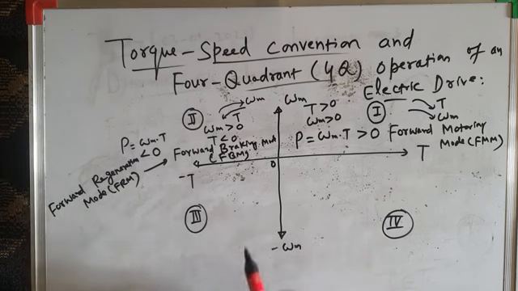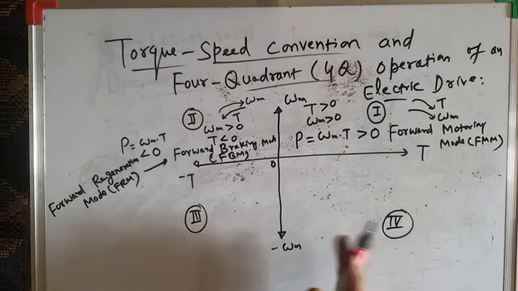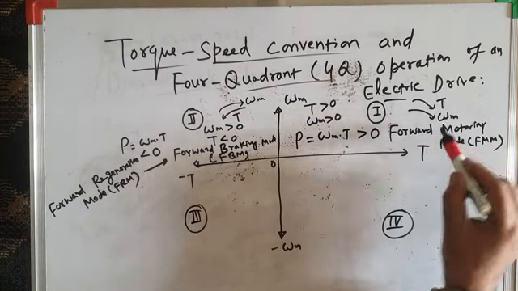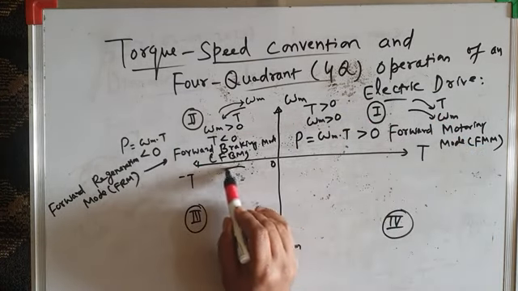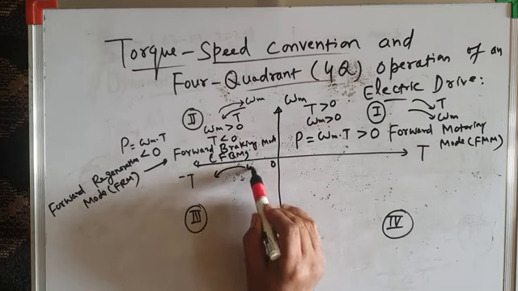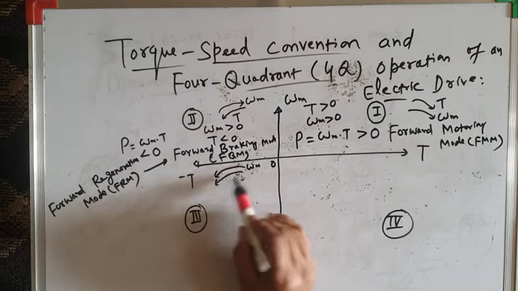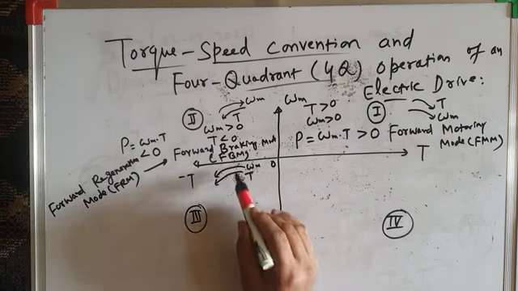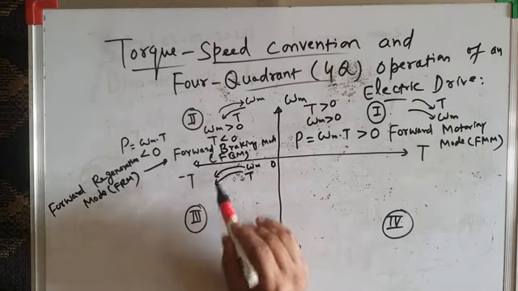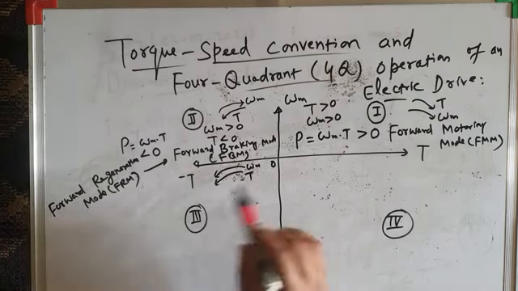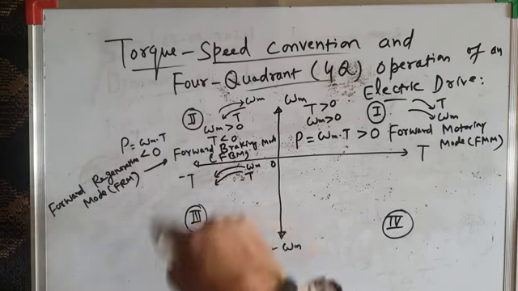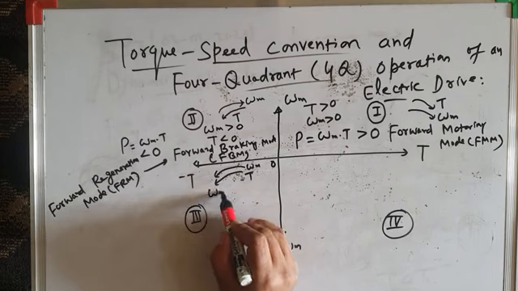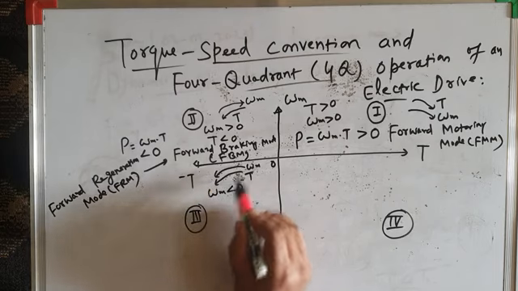Now, if you want to run the motor in the anti-clockwise direction, for example, in the forward motoring mode, the motor was running in the clockwise direction. If you want to run the motor in the anti-clockwise direction, the torque developed should also be in the counterclockwise direction, so that torque is in this direction, speed is in this direction, and the motor runs in the reverse direction. So in this case, what is omega m? Omega m is less than 0, it is negative.